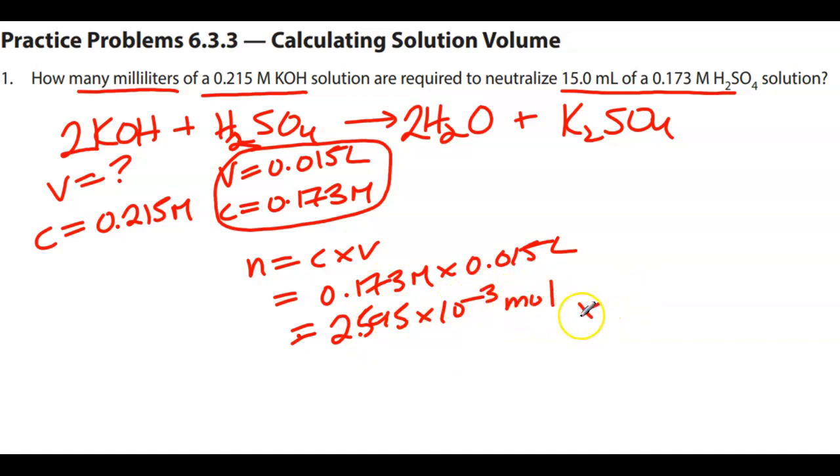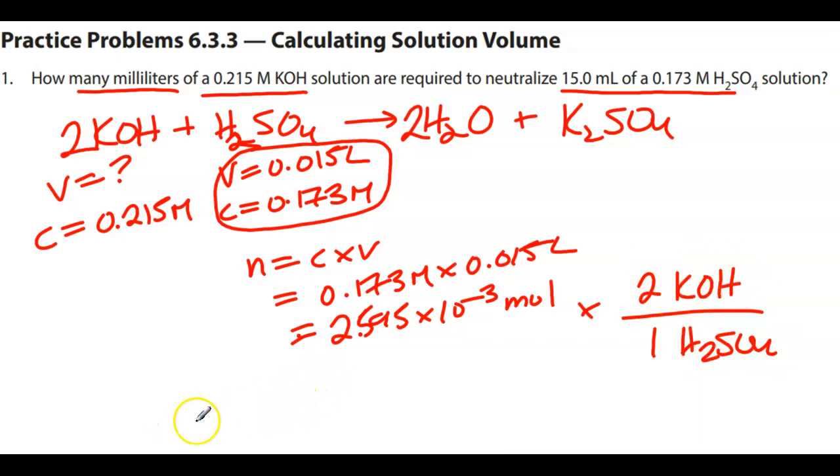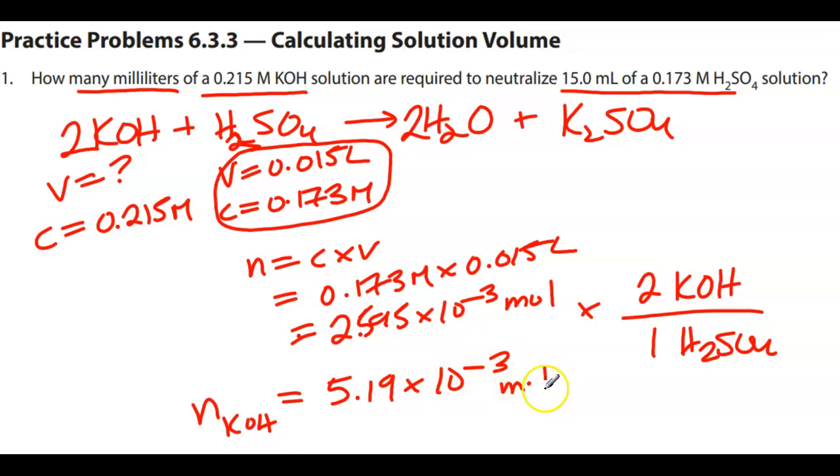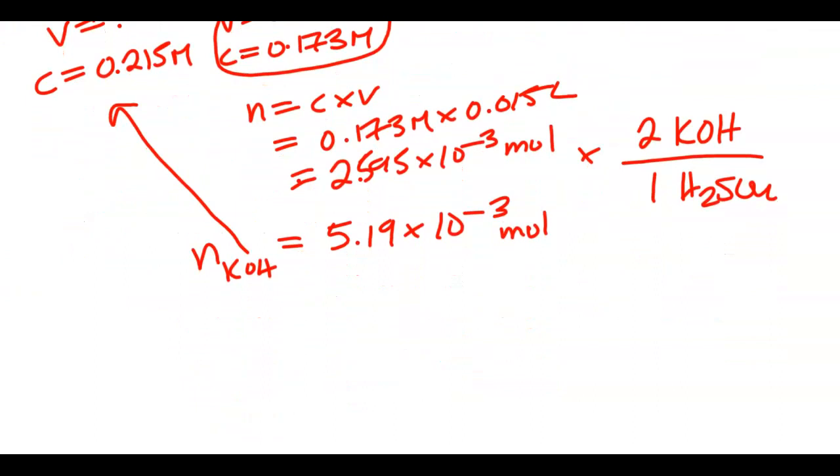Now in this case it is a 2-to-1 ratio, so we would have 1 H2SO4 for every 2 KOH. So for our moles of KOH, we would have to multiply by 2, which would be 5.19 times 10 to the negative 3 moles. Okay, once you have your moles of KOH and you have your concentration of KOH, volume is simply going to be, since C is equal to n over V, volume is n over C.